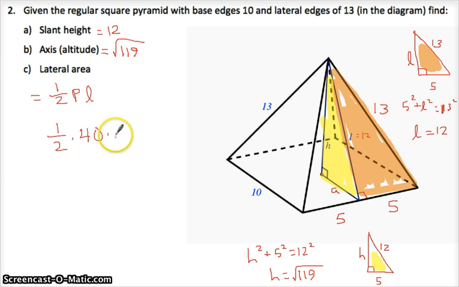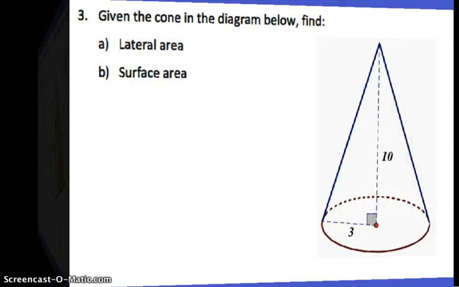Times the L, which is that thing right there. So you could call that 20 times the square root of 119, or you could decimalize that. Notice how we always accept either decimals or exact answers. Sometimes in this video I'm doing exact answers, sometimes I'm doing decimals to illustrate that fact.